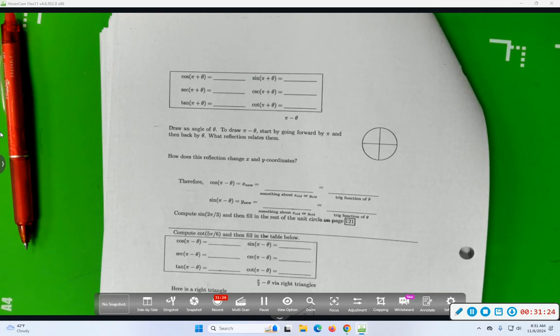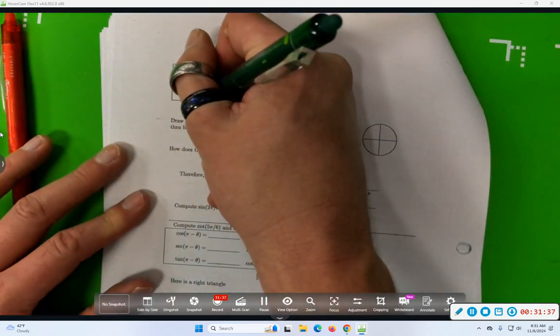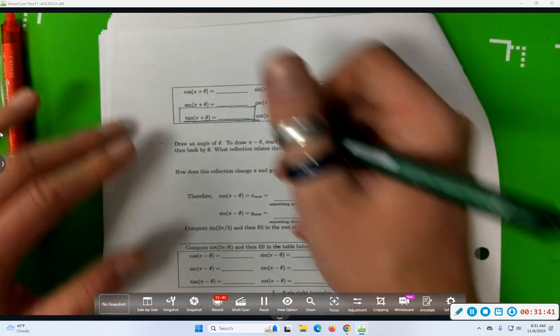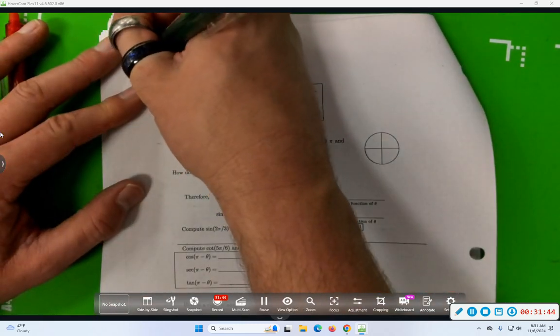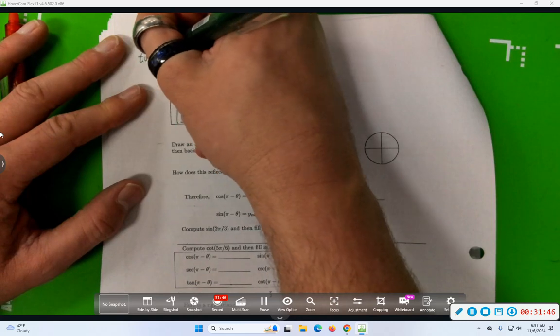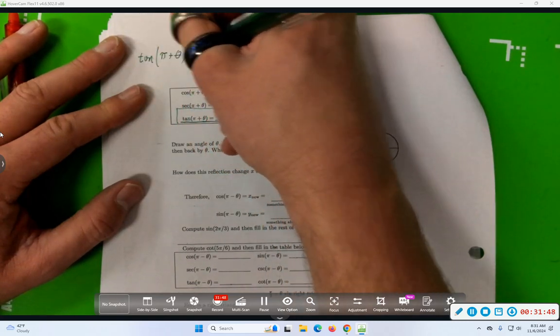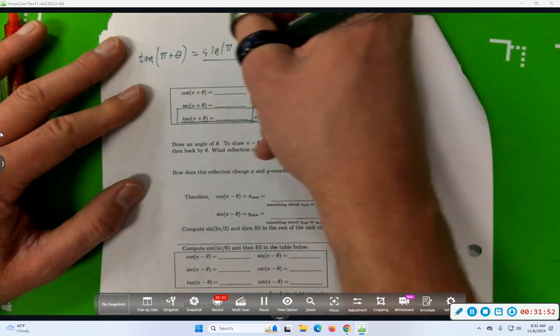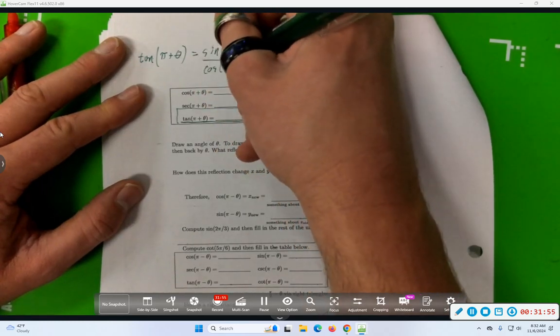And you know what I figure? I figure we just did something with tangent. So let's deal with tangent first. Let's take this exact same ideas in the computation that we just did and see what happens with tangent. So I want the tangent of pi plus theta. That's the same as the sine of pi plus theta divided by the cosine of pi plus theta.